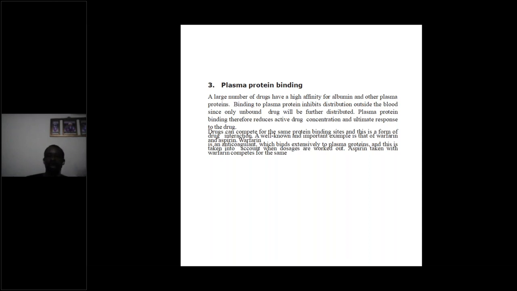Okay, so now it can even be an interaction. There can be a high interaction between albumin and some drugs. Okay, let's say for example, aspirin has a high affinity for albumin. Now when you take warfarin, okay, warfarin is an anticoagulant. Warfarin also has a higher affinity for the plasma binding protein than aspirin. So what happens is that when you give warfarin, it will displace aspirin, and in such a case you can have toxicity as a result of the displacement.